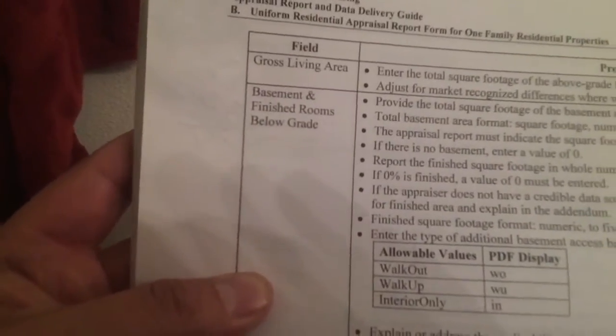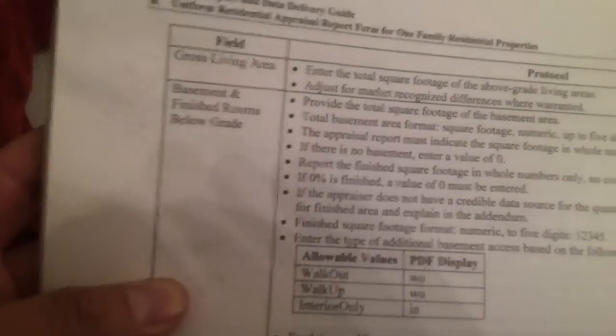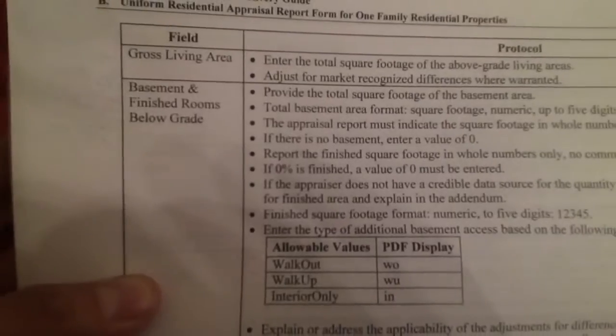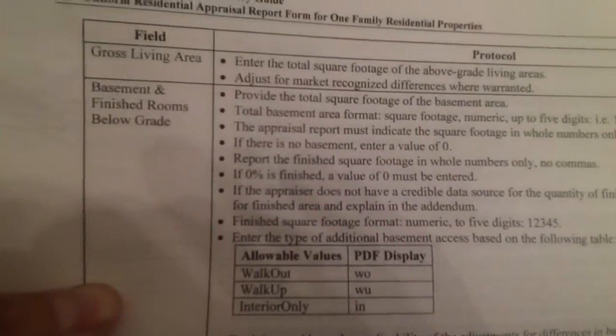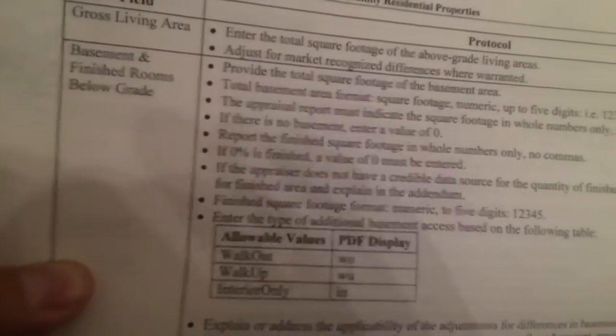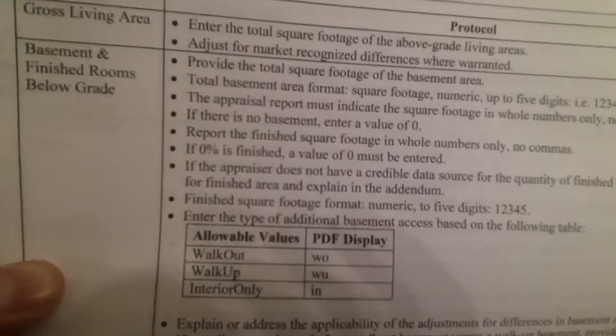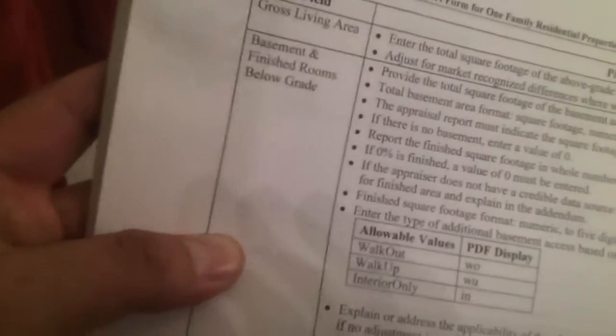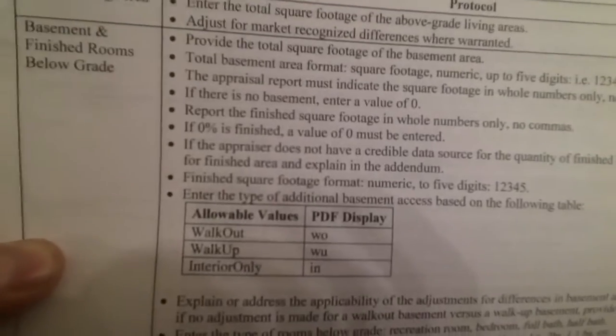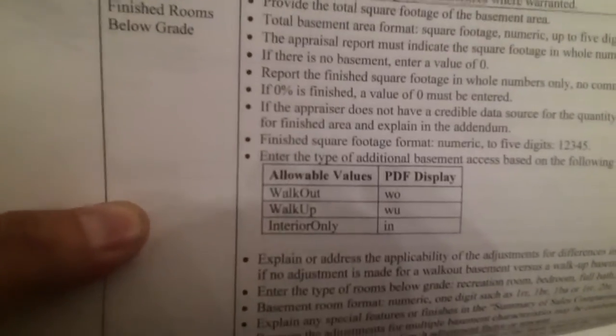Basement and finished rooms below grade. Protocol: Provide the total square footage of the basement area. Total basement area format: square footage, numeric, up to 5 digits, for instance, 1, 2, 3, 4, 5. The appraisal report must indicate the square footage in whole numbers only, no commas. If there is no basement, enter a value of 0.